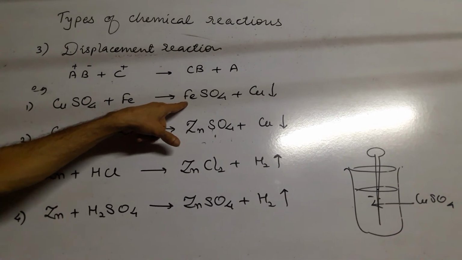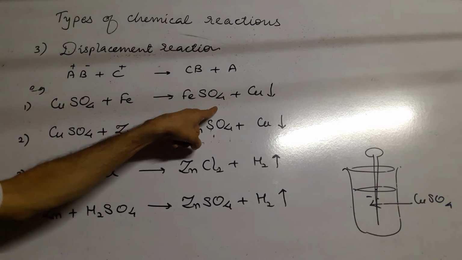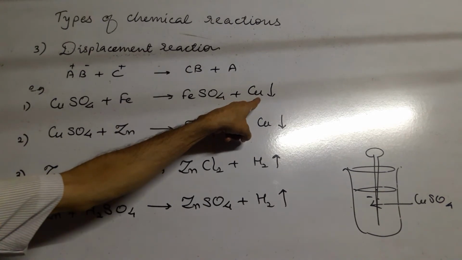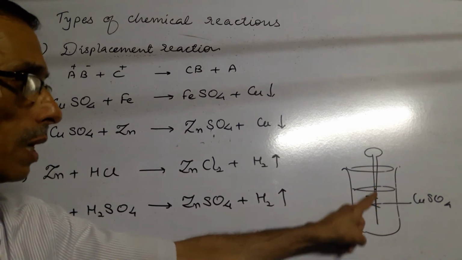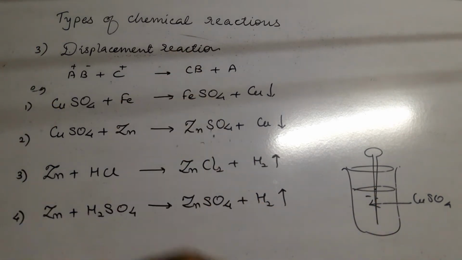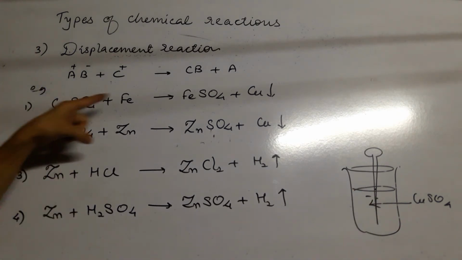So copper is displaced by iron, and you find that iron sulfate, or ferrous sulfate, is formed, and copper is displaced. This displaced copper will be deposited on the outer part of this nail, and you find the nail has turned reddish in color, like copper. So this is called the displacement reaction.